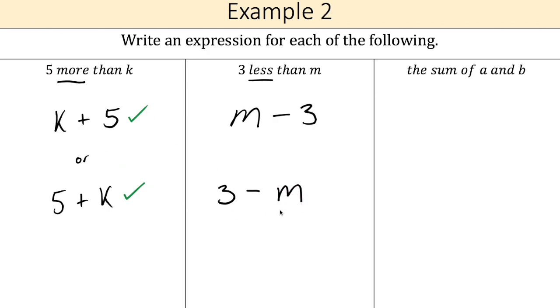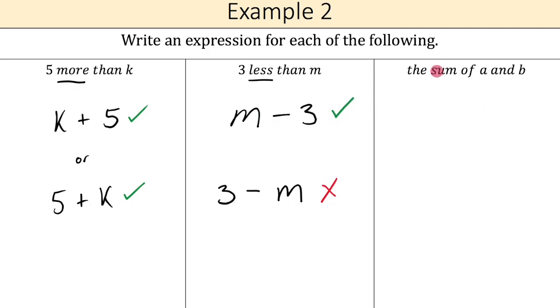Now, this is incorrect. And the reason why it's incorrect is because the order is incorrect. If we were to describe this in words, what this is telling me is that it is m less than 3, because I'm going 3 and subtracting m from it. So I want you to give that a big cross. But then I want you to come up to the first thing that we wrote here, m minus 3, and appreciate the fact that this is 3 less than m. So I want you to give this a big tick.